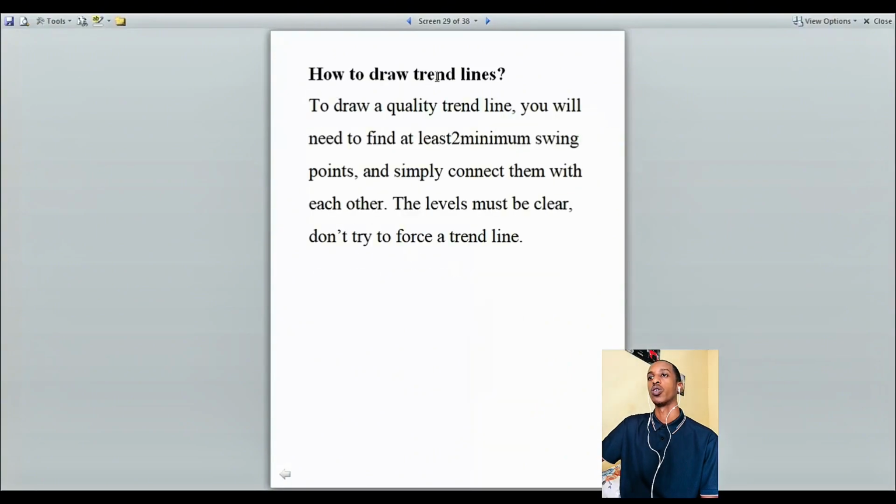So how to draw a trend line? To draw a quality trend line, you will need to find at least two minimum swing points and simply connect them with each other. The levels must be clear. Don't try to force the trend line.